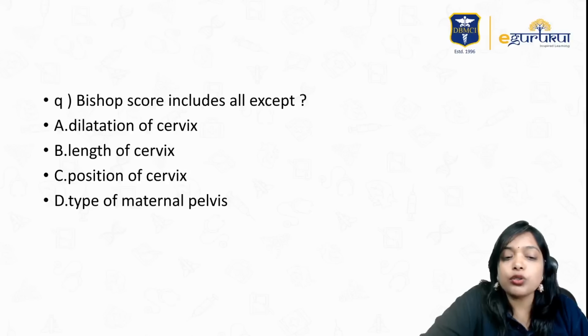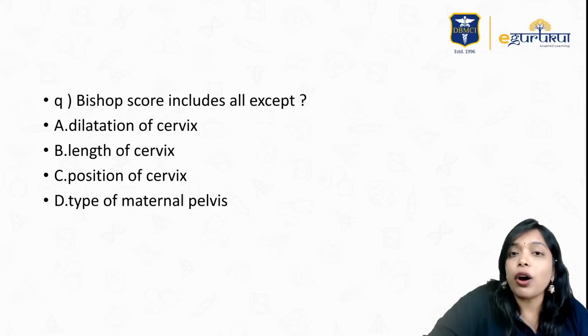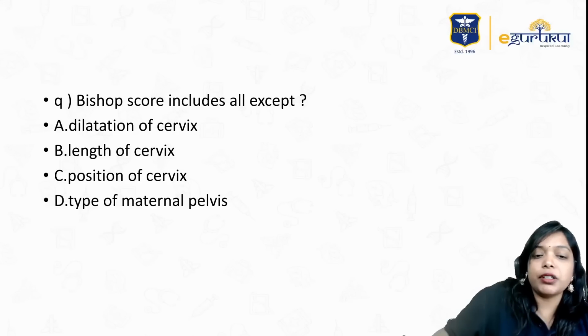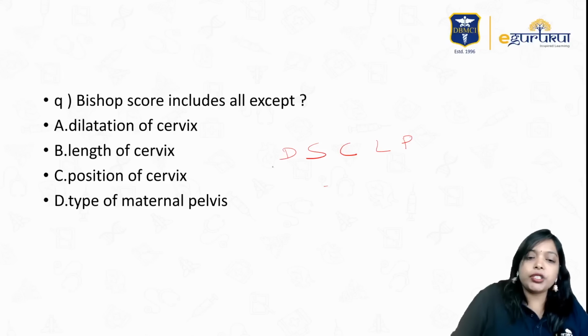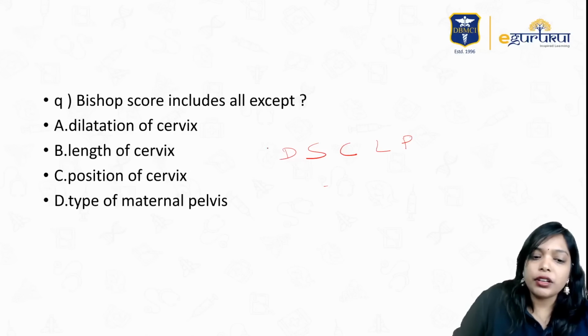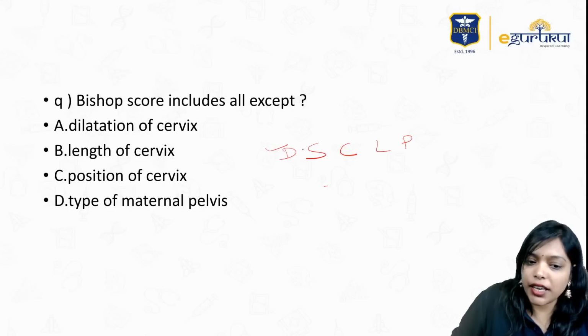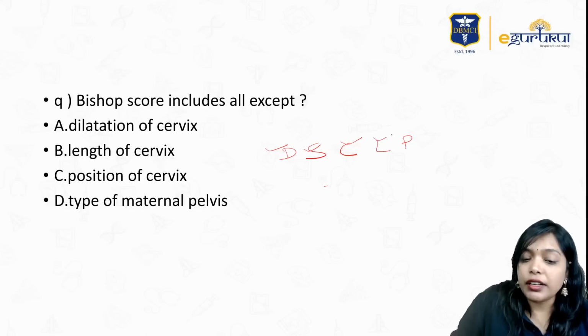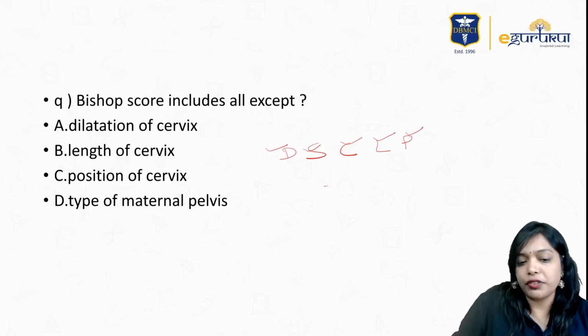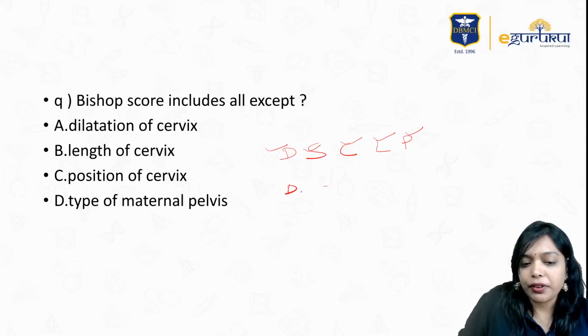Bishop score includes all except. So what are the different components we have in the Bishop score? Bishop score includes dilatation, station, consistency of the cervix, length of the cervix and position of the cervix. So you can remember it as DUS CLAP. DUS CLAP.